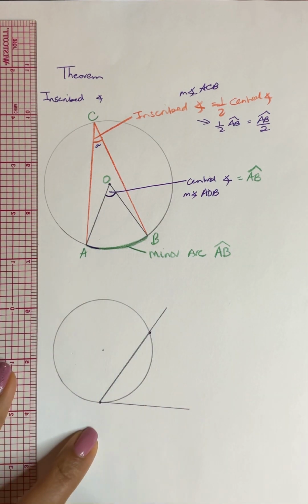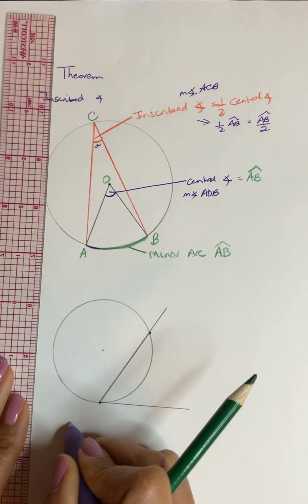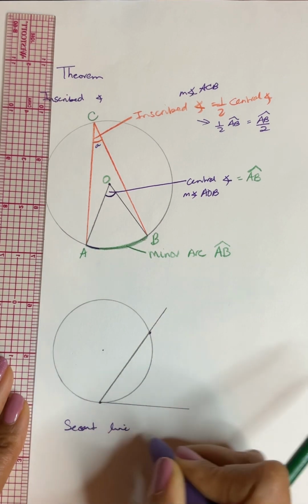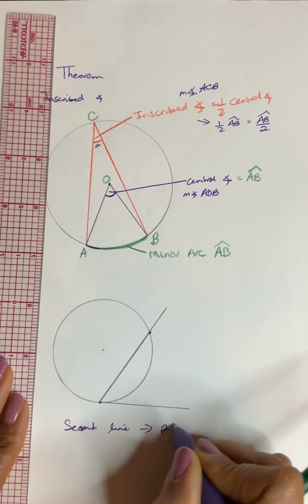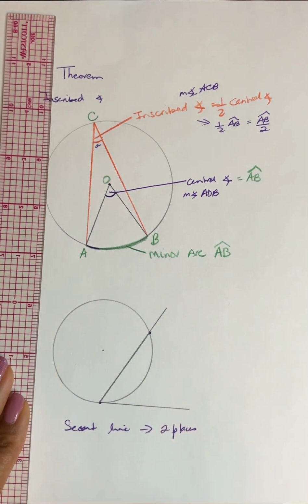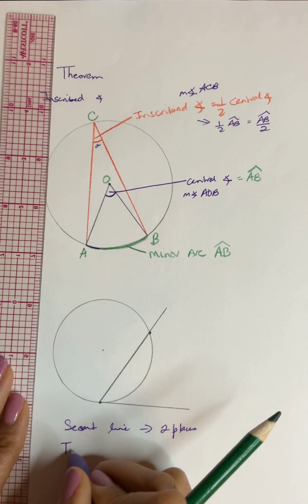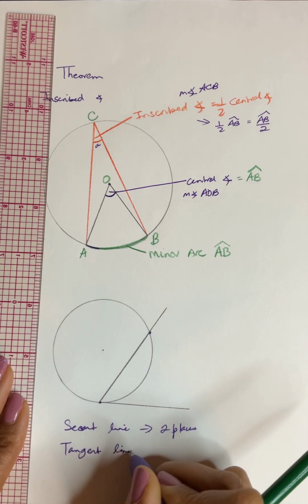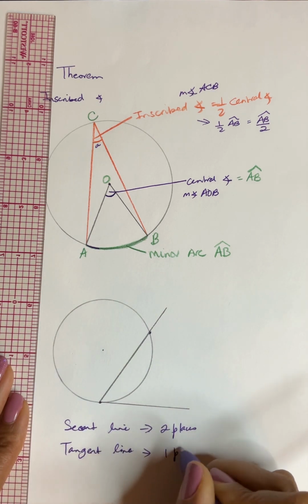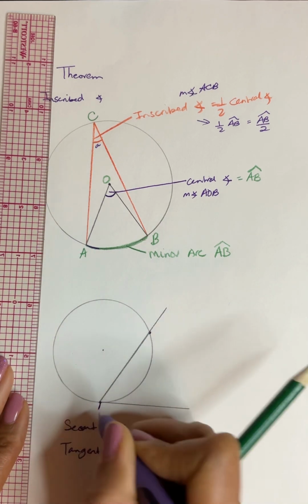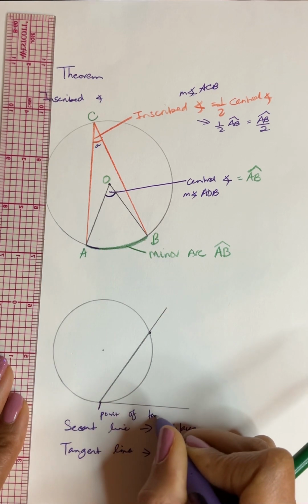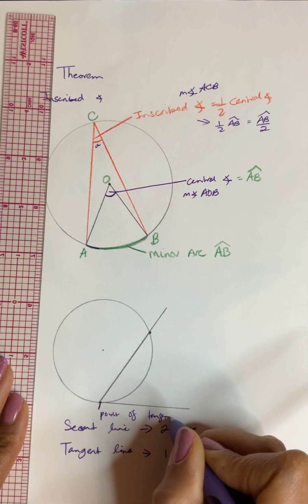The tangent line: the difference between the tangent line and the secant line is that the secant line touches the circle in 2 places, on the edge of the circle. It does not pass through the center, only the diameter passes through the center. And you have the tangent line, right? It touches the circle in 1 place, and we call this the point of tangency. So that you need to know, the point of tangency.